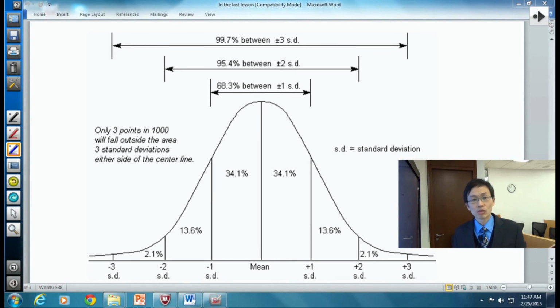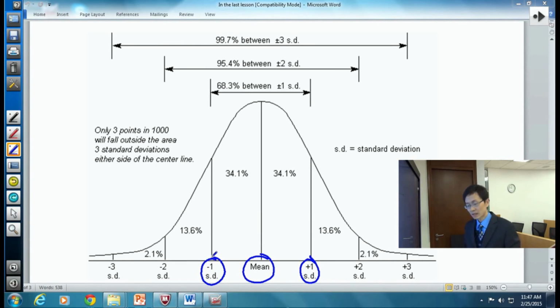Okay, now what is the use of a standard deviation? If you look at this graph, you will see the usefulness of standard deviation. Now this is the mean, right? This is one standard deviation away from the mean, and then another one also will be one standard deviation below the mean. So this is one standard deviation above the mean, and this one is one standard deviation below the mean.